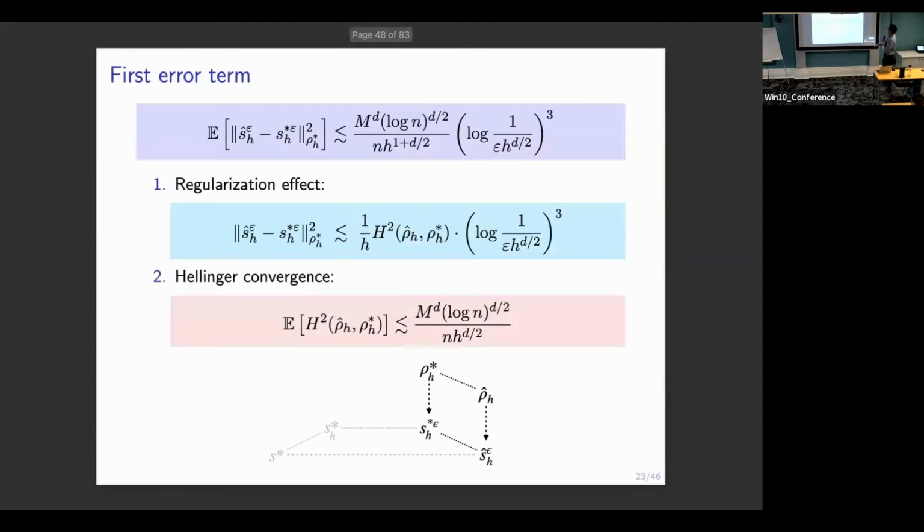So combining the two ingredients gives us this first main lemma for the error term. That gives us this bound here. There are some problem parameters, but basically it depends on 1/n times h, and then there is a log 1/epsilon also here.